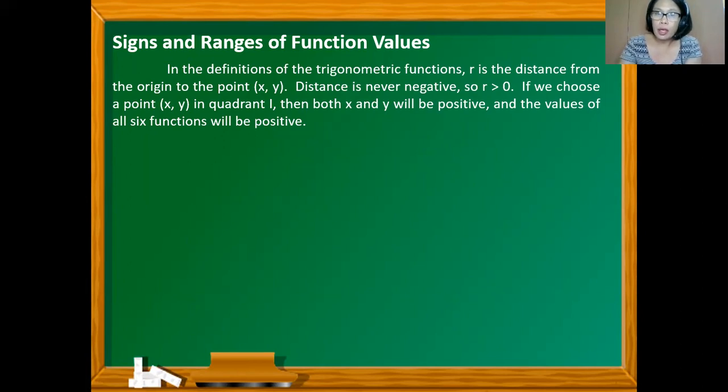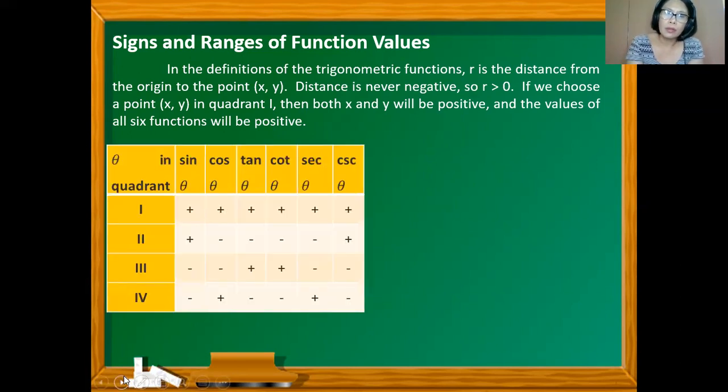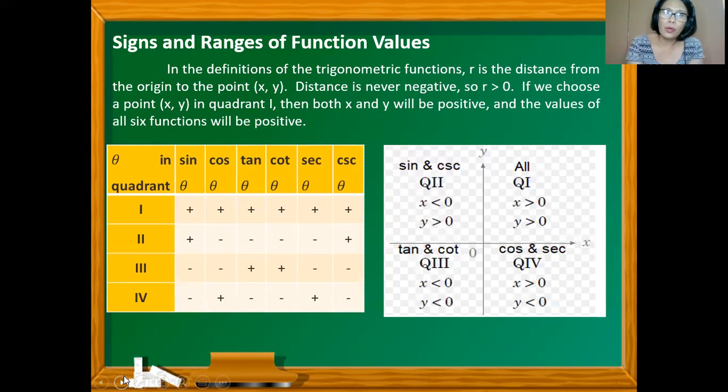A point (x, y) in quadrant 2 has x less than 0 and y greater than 0. So this makes the values of sine and cosecant positive for quadrant 2 angles, while the other four functions take on negative values. Similar results can be obtained for the other quadrants, as summarized in this table. So we should be guided by the signs and the ranges of function values.